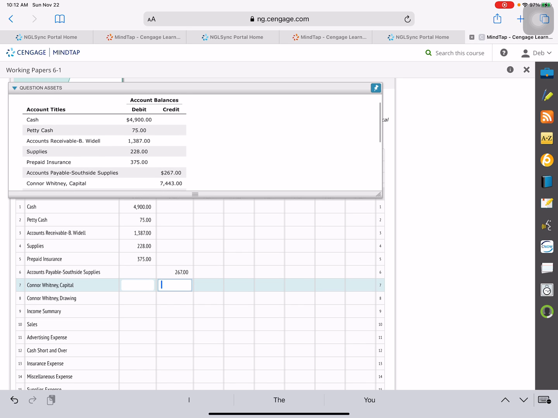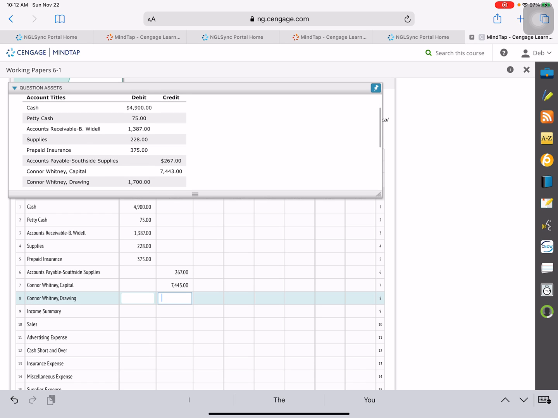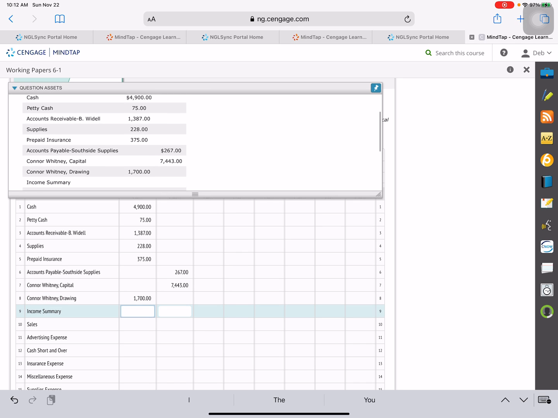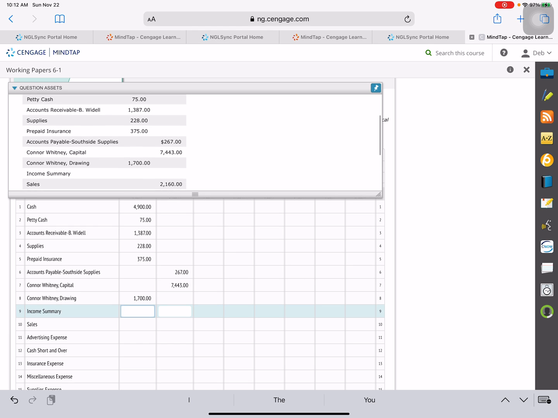Our capital account has a balance of $7,443. And again, what you would normally do is you would have your ledger accounts laying in front of you, and you would just be putting the numbers that you get from your ledger accounts into your trial balance. Our drawing account, remember that drawing has a debit balance. Income summary we have not used yet. We'll get to that later on. So therefore we leave that one blank.